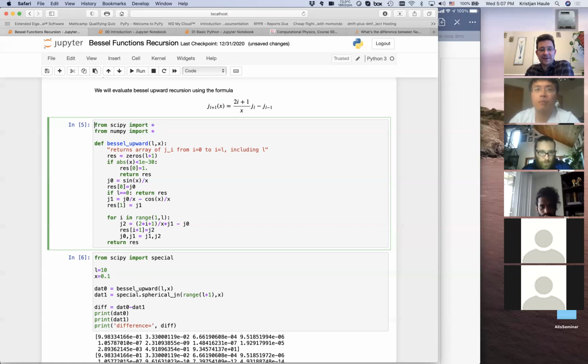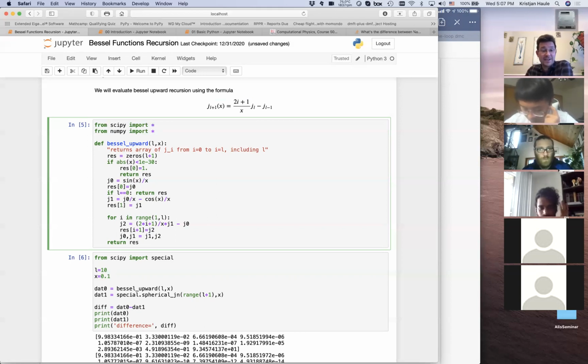So again, from SciPy import star just imports all the symbols from SciPy into my environment, and from NumPy import star is right now kind of a hack, so that I don't get warnings, which recently appeared because there are certain symbols that appear both in NumPy and SciPy.